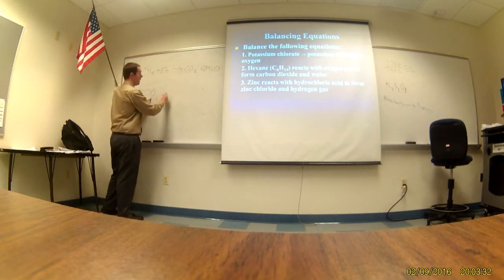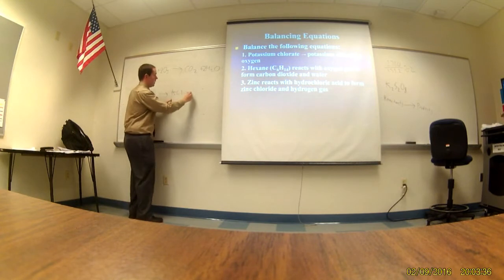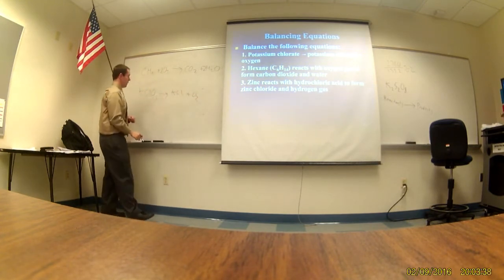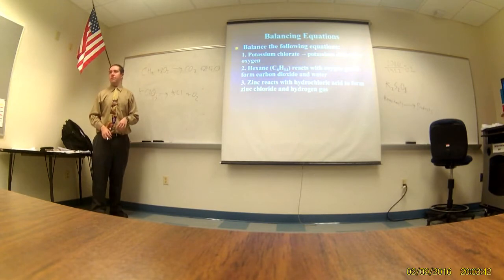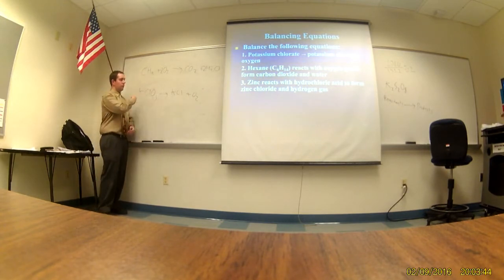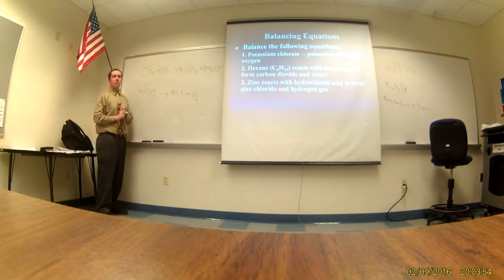KClO3 yields KCl plus oxygen. Okay? I always start with the metal. What is my metal here? Potassium. Is my potassium balanced? Yes. Let's move to the chlorine. Is my chlorine balanced? Yes. Is my oxygen balanced? No. What would you do as your first step here?